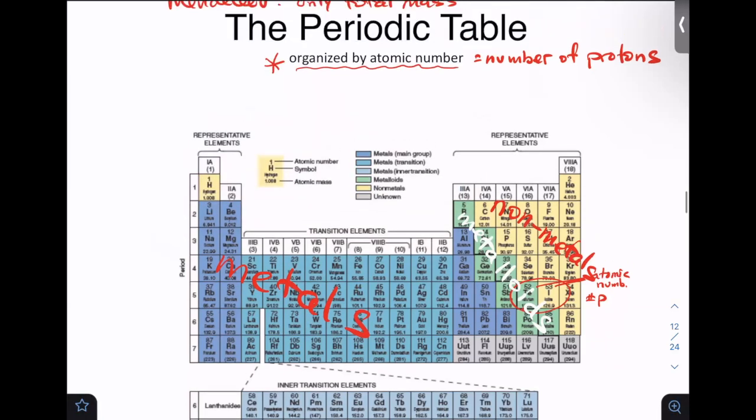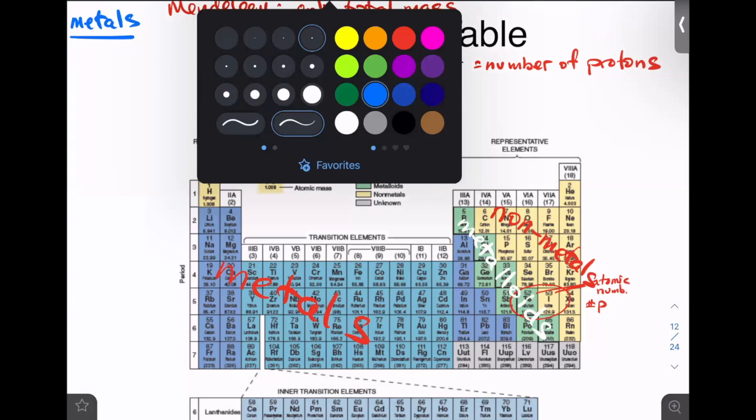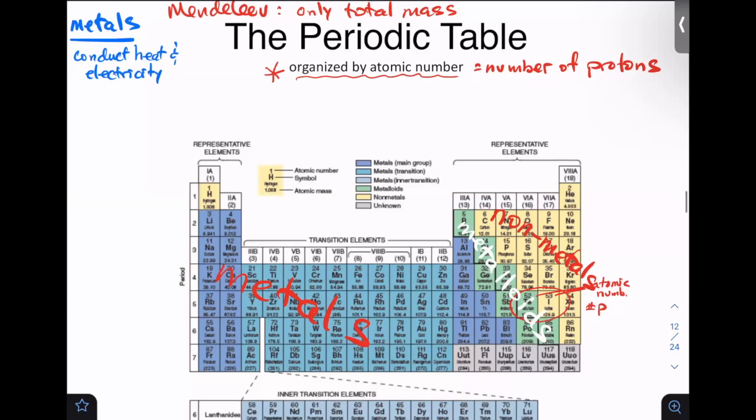So some basic general characteristics of metals. These tend to be materials that can conduct heat and electricity. These tend to be materials that are malleable and ductile. These tend to be shiny.